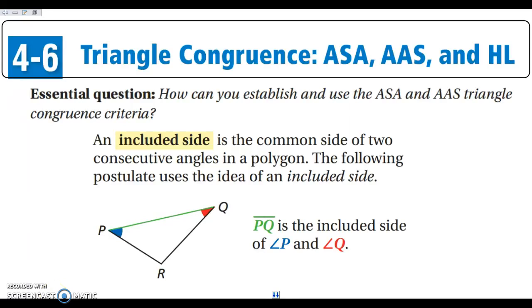Okay, everybody, today we're going to look at 4-6, where we're still talking about congruent triangles, and now we're going to get 3 more shortcuts for how to prove that they are congruent. Those 3 are going to be angle, side, angle; angle, angle, side; and hypotenuse leg.